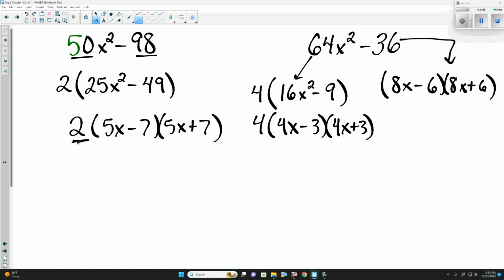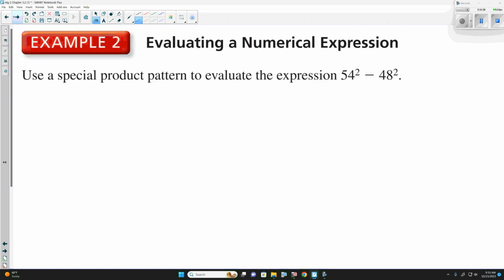So does this kind of make sense why this one works and the other doesn't? The other half of this: evaluate a numerical expression. So use a special product pattern to evaluate 54 squared minus 48 squared.